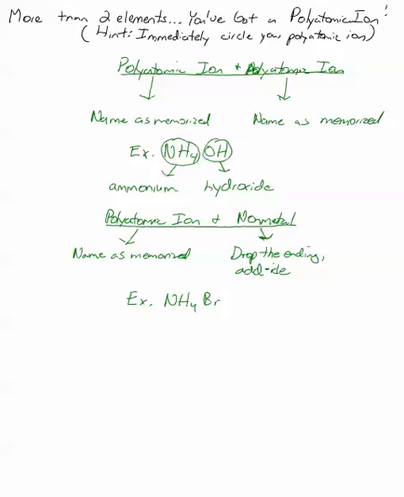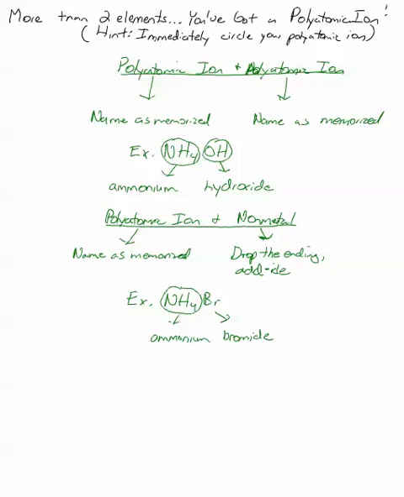NH4Br. Okay, again, more than 2 elements. Circle your polyatomic ion. There it is. Okay, so what's this right here? That's ammonium. Okay, what's that right there? Well, that's non-metal and it's bromine. So do I write down ammonium bromine? No. Drop the ending and add IDE. So it should be ammonium bromide. Deal.